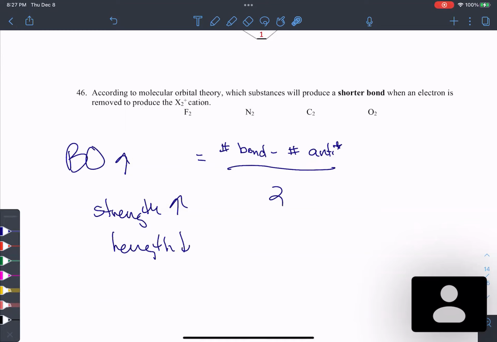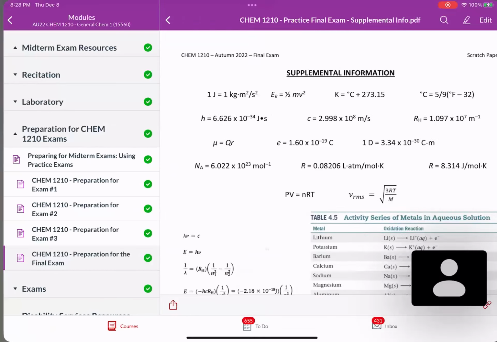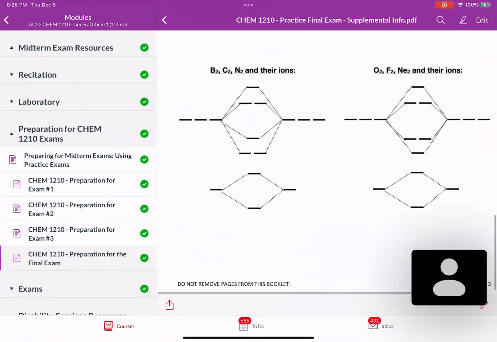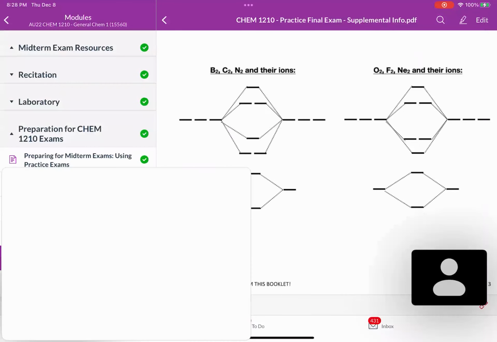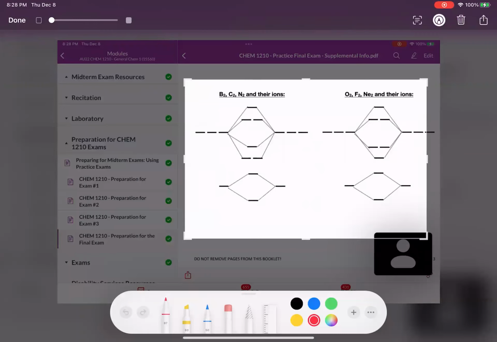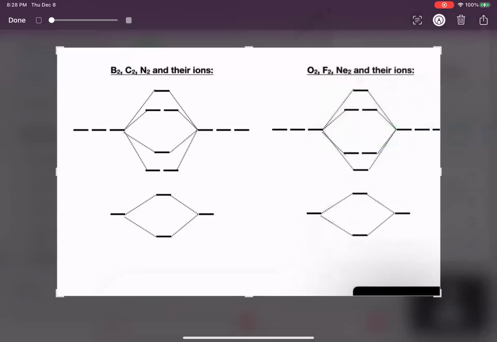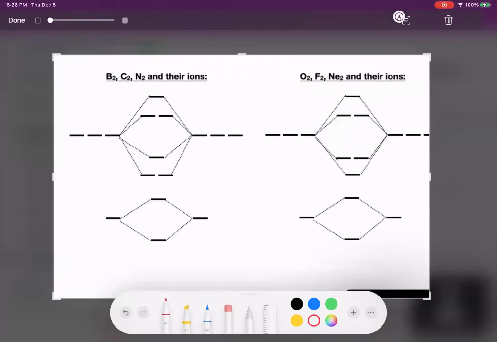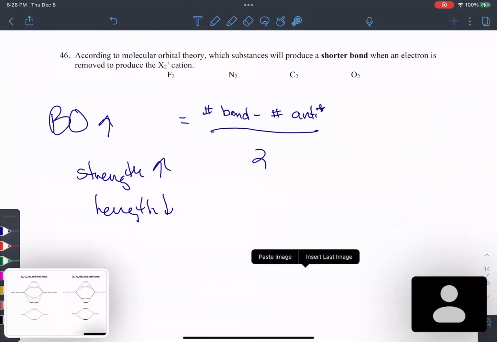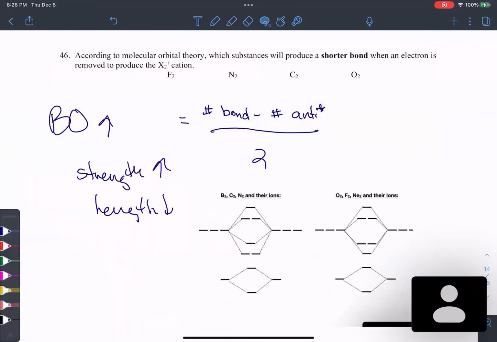So here's a way you can speed up the process. If we look at these diagrams, as long as we think, okay, are we removing an electron from a bonding orbital or an anti-bonding orbital? We don't actually have to calculate bond order. We can just think conceptually, does the bond order increase to get our length to decrease?